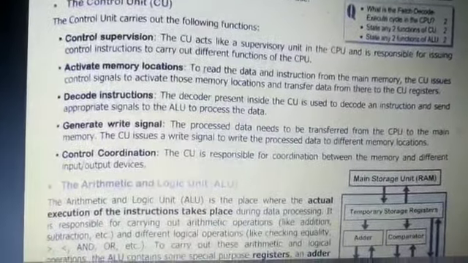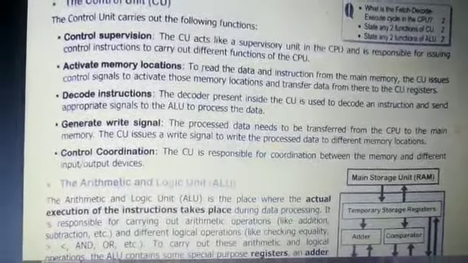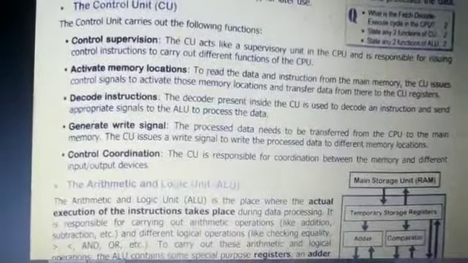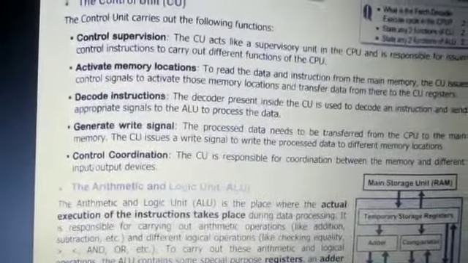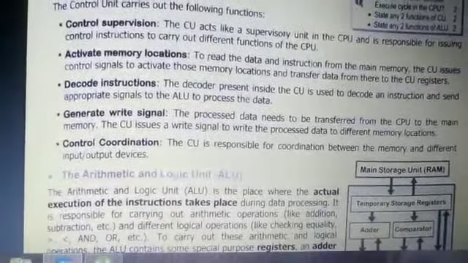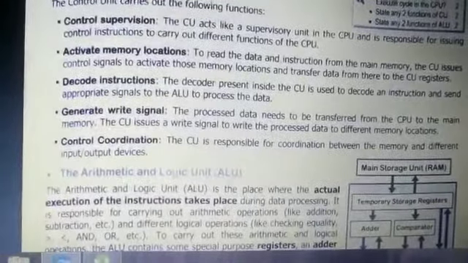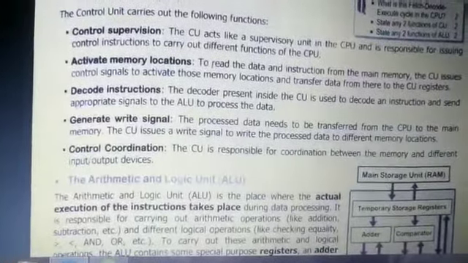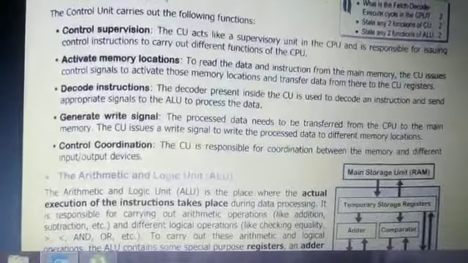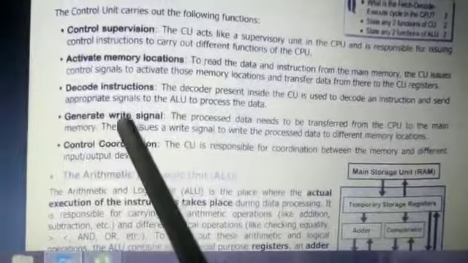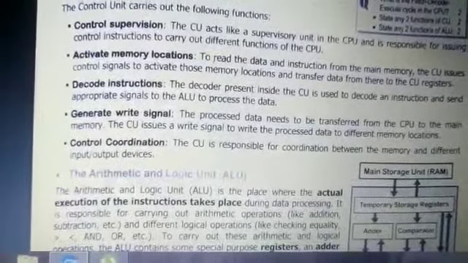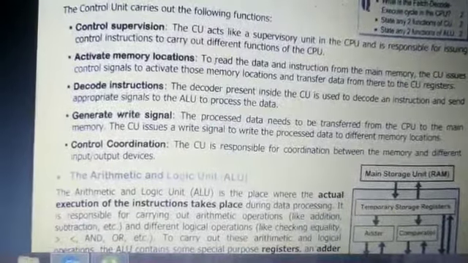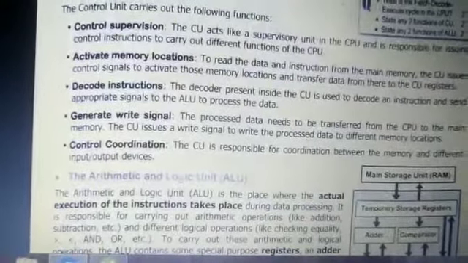So the control unit, for that reason, requires signals. We will send this plus signal to the ALU, because the ALU is responsible for not only logical, but all the arithmetic operations. Next, the CU sends the signal to the ALU to do the plus operation for this particular instruction. Next is generate write signal. After processing, we need to transfer the main data from the CPU to the main memory.